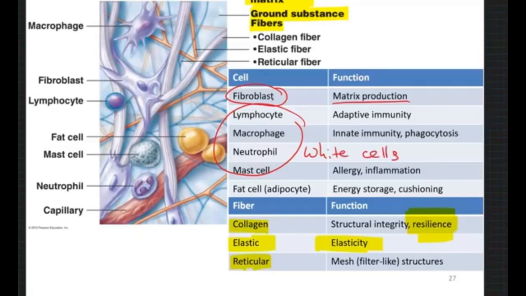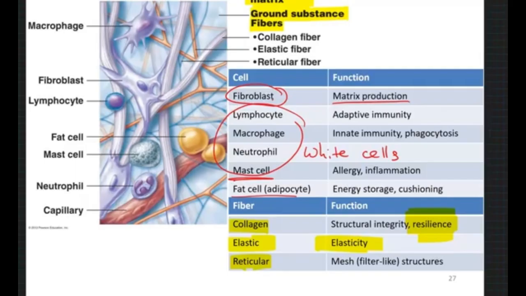White cells. You may have noticed I didn't use the word white blood cells, right? Mast cell never goes in the blood. If anyone here has allergy, that's what allergy is coming from, your mast cells. And, well, fat cells, part of the connective tissue. Okay?